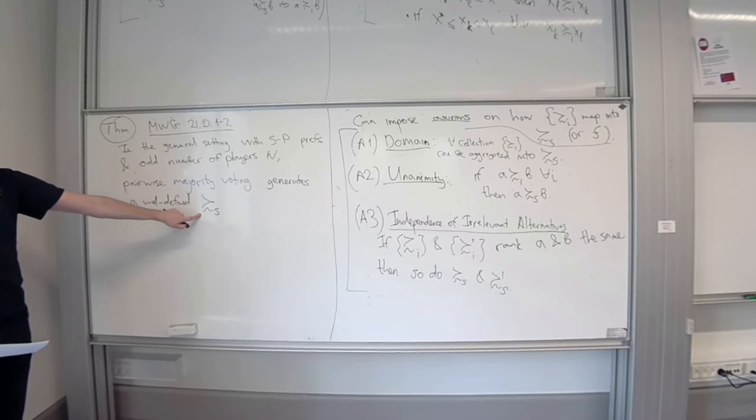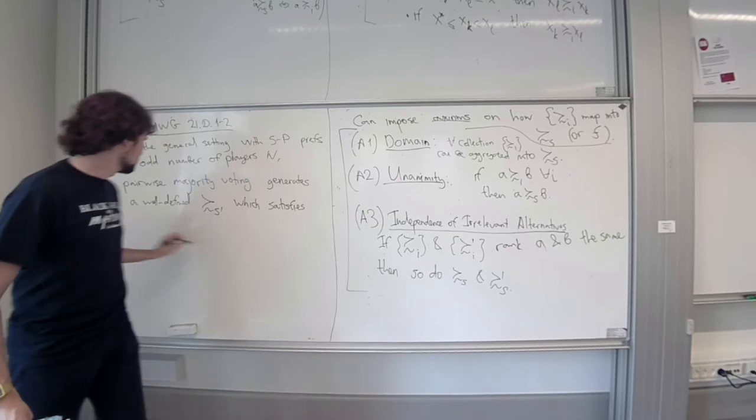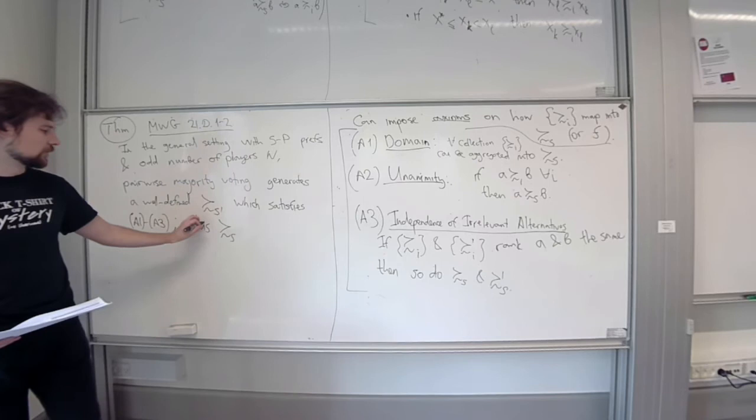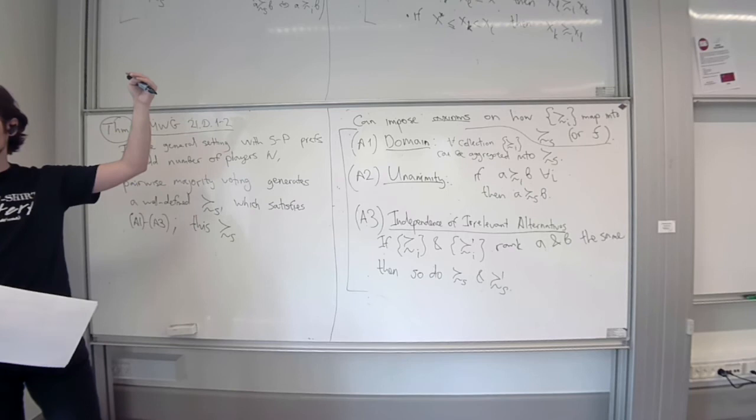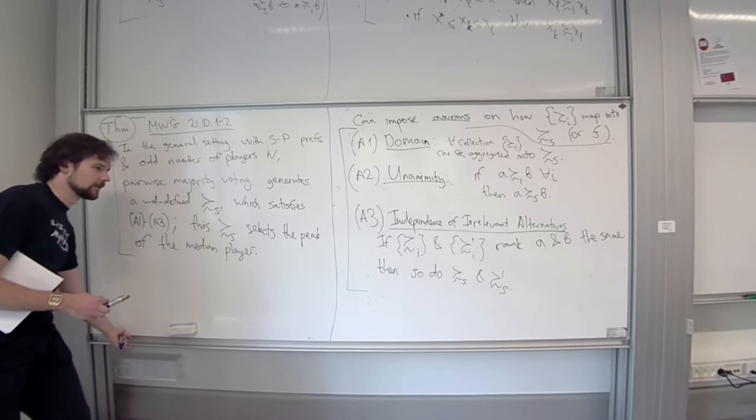And this preference satisfies the three axioms, A1, A3. And this resulting social preference always has at the top the peak of the median player. So the median of all the peaks in society. Meaning that this majority voting is good for our definition of good.